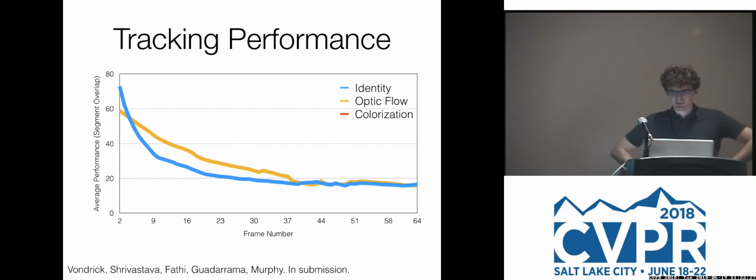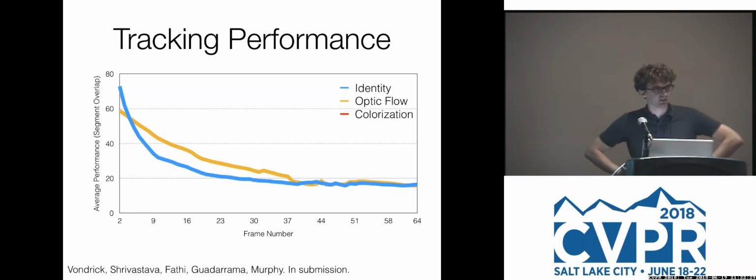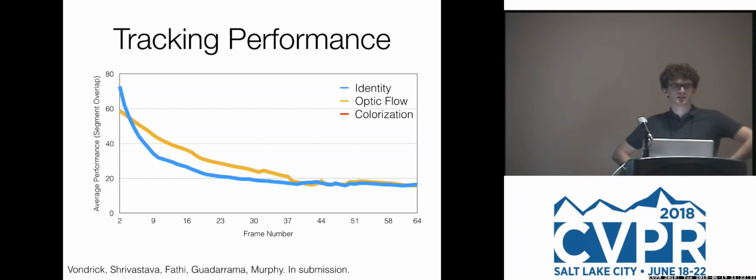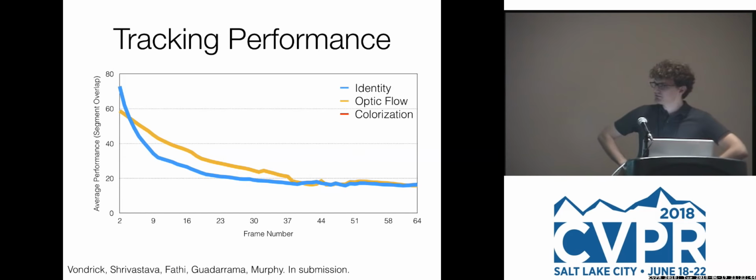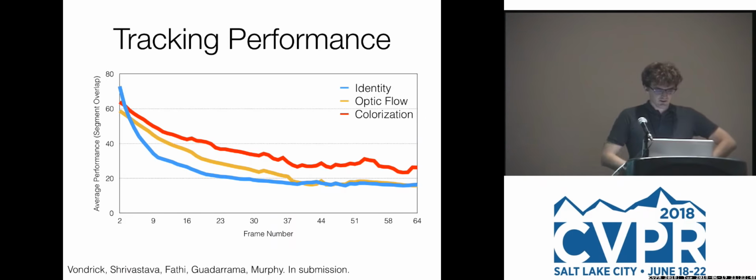We compare against kind of the state of the art in optic flow. This is FlowNet 2.0. It's trained on a large synthetic dataset of flying chairs. And so you can call it self-supervised because there's no labeled data. It's all generated with a graphics engine. And so that model does better than the identity baseline. Finally, what our result is showing is on the red curve, which is from colorization.